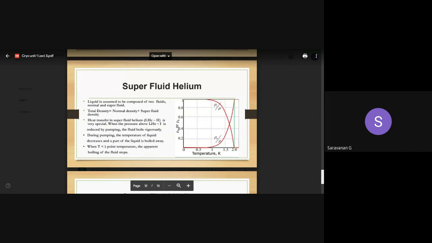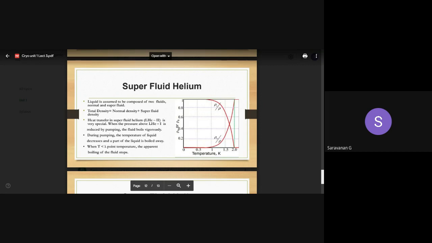If you want the total density of this helium fluid, we sum up both the density of the normal fluid and the density of the superfluid. So the normal density of the fluid plus the superfluid density. If you add it up, you will be able to find the total density.